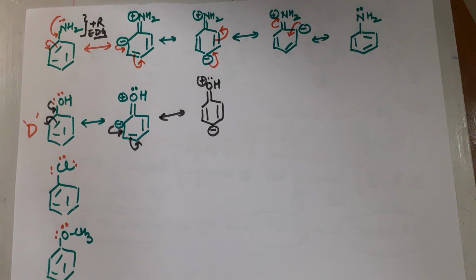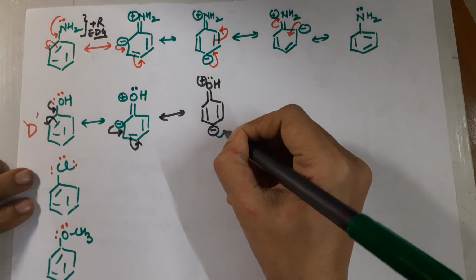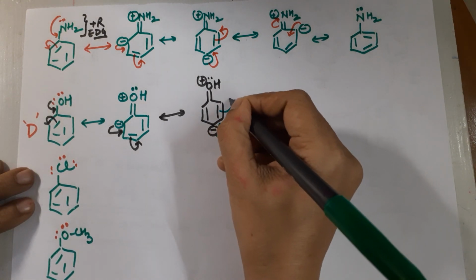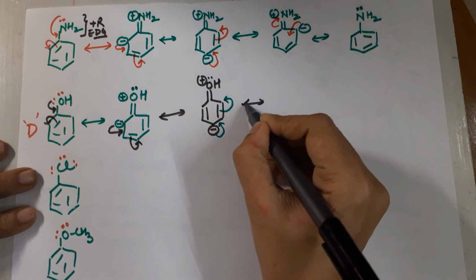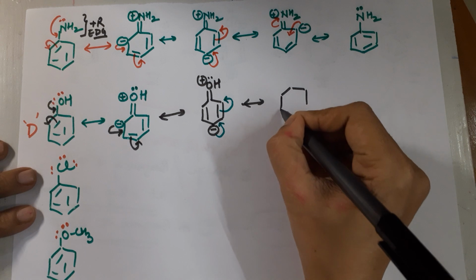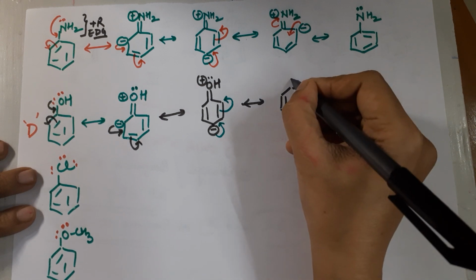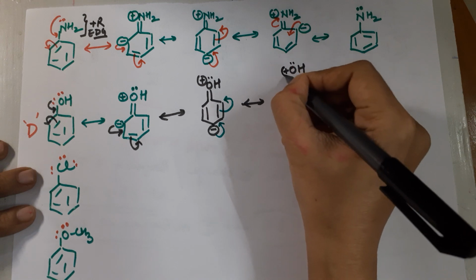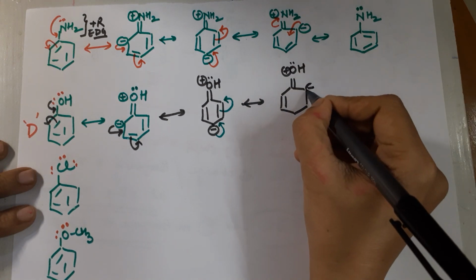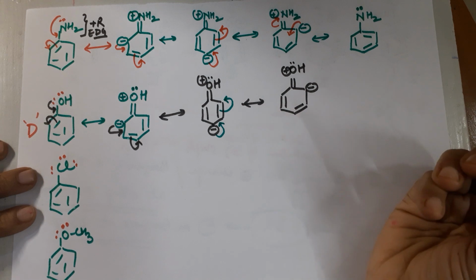Coming to the next resonating structure. This electron pair is used to form a bond here. This breaks and goes here. That means your next resonating structure would look like the benzene ring. No change anywhere else. Where is the change? Here you get a negative and a bond is formed.